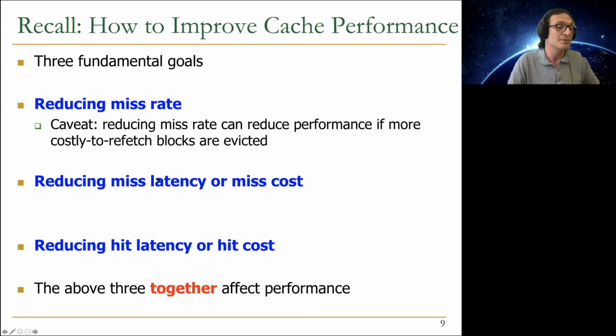You can reduce the miss latency also because the processor may actually need the data while the prefetch is in progress from memory, for example. It's not completely in the cache yet, but it's being brought into the cache from the main memory. Then you're reducing the miss latency or miss cost by prefetching. So certainly prefetching can affect these two major fundamental goals over here. And as we discussed last time, all three together affect performance. So now think about how prefetching can actually integrate into this as well.